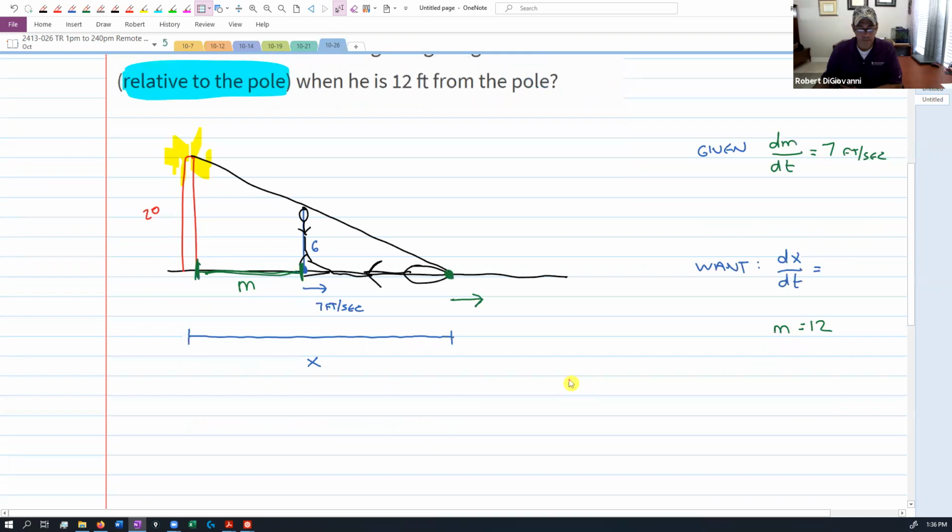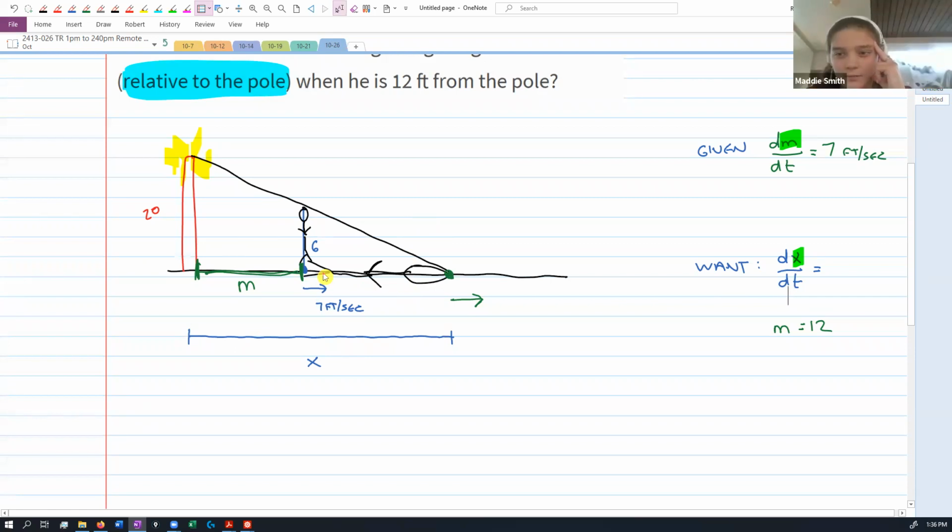All right, there we go. At least for now, this is not a bad picture. I need to see, is there a way to connect those two together, M and X? I'm sorry, did you say that M is negative? No, no. I was being asked if he was moving towards the pole, then dm dt would be -7. I got you.